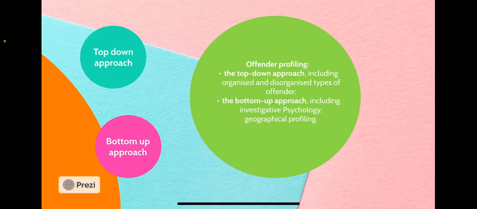So for offender profiling, make sure you're aware of the top-down approach. Key terms that are mentioned here, so organised and disorganised types of offender, make sure you know the difference between the two and the features of each. Then the bottom-up approach, make sure you know what investigative psychology is and what geographical profiling is, and some of the key features of geographical profiling, such as marauders and commuters.